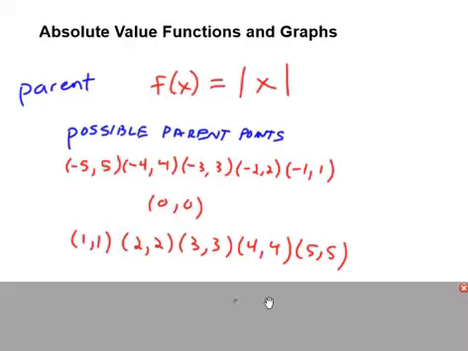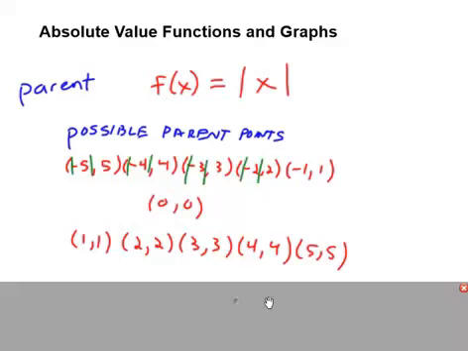So if you look at the points that are on your screen right now, what they all have in common is that the y is the absolute value of the x. The absolute value of -5 is 5. The absolute value of -4 is 4. The absolute value of -3 is 3. The absolute value of -2 is 2. Even on the positive end.